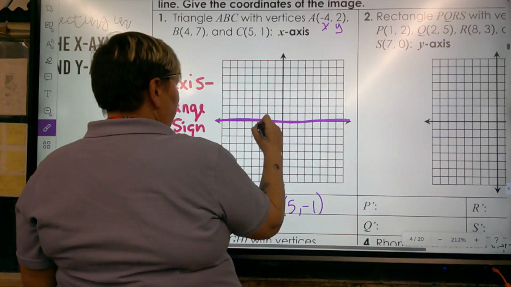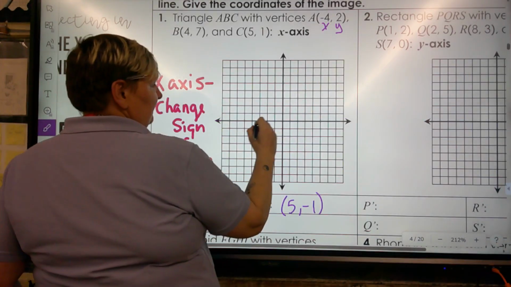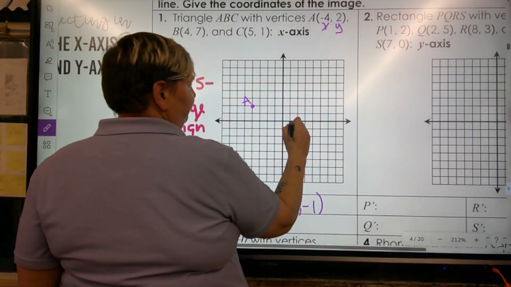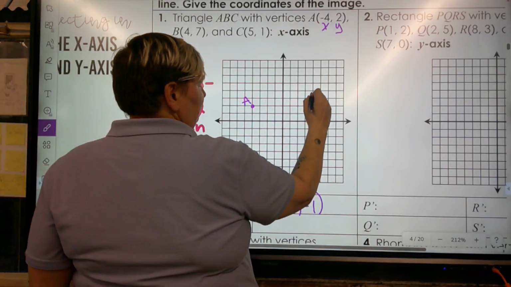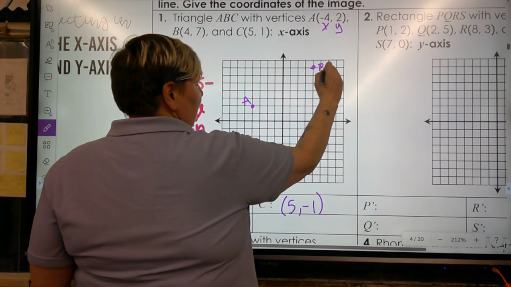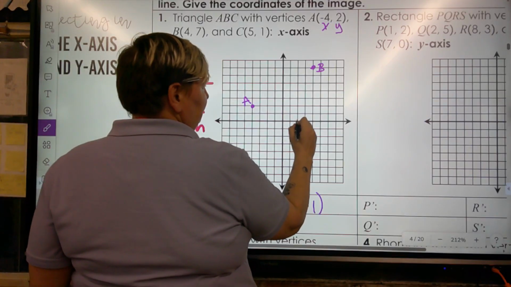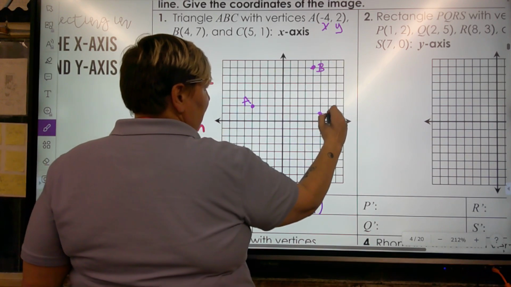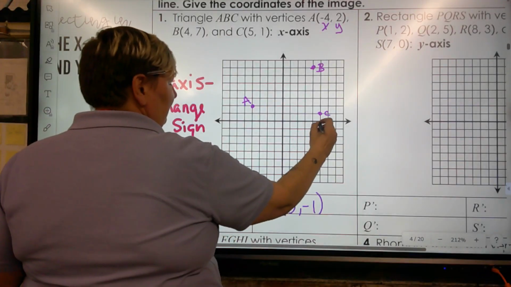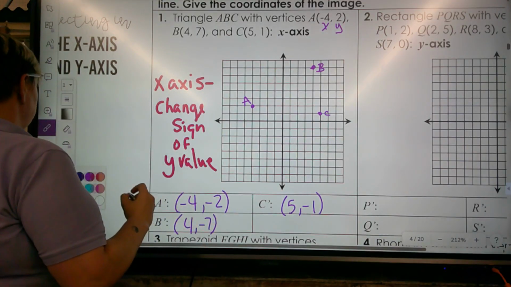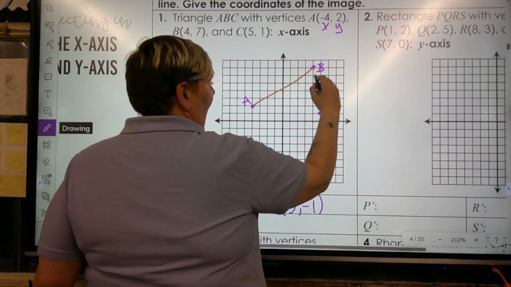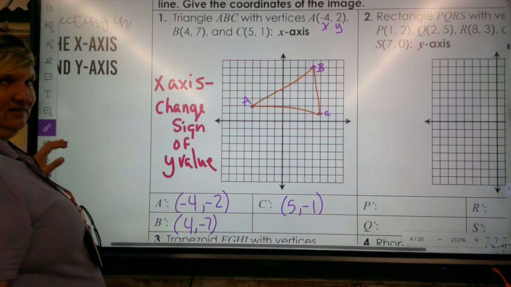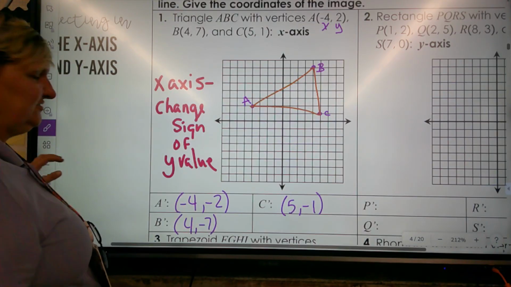A is -4, 2. -4, 2 is A. B is 4, 7. And C is 5, 1. Right? It's a very sensitive board. All right, let's connect them so we can see what it looks like. It's not going to be perfect because I'm drawing it with my hand, right? You're going to use a ruler, and it makes a huge difference.